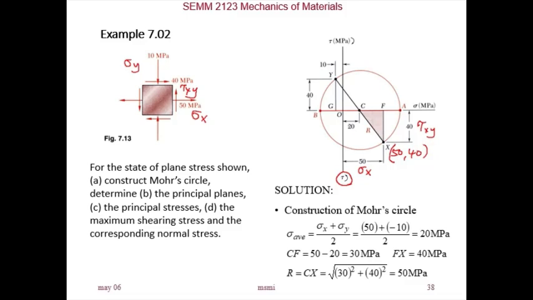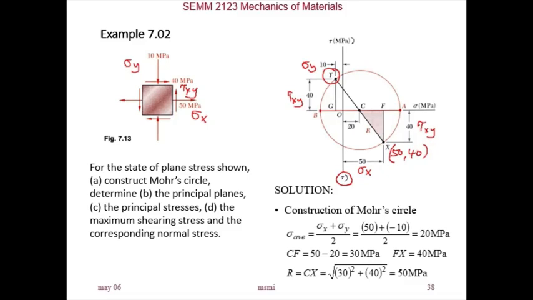Point y, sigma is negative 10, and tau is 40 clockwise. So you have negative 10 will give you sigma y, and 40 will give you tau xy is clockwise. So it's upwards or negative. Right? So you get point y. Okay, so we have point x and point y. Join the 2 points together, you get point C in the center, and you draw a circle which will straddle both point x and point y. Now this circle represents state of stress at various orientation of the stress element.